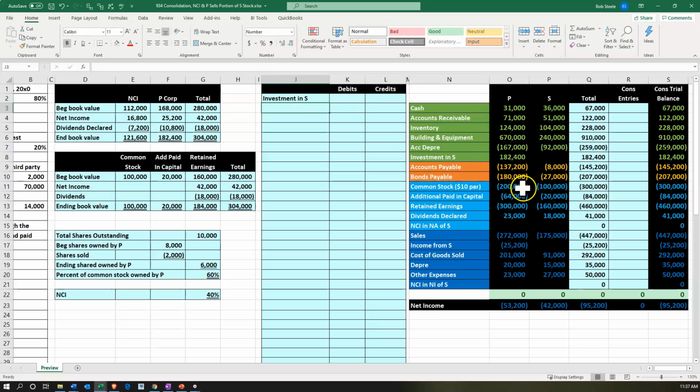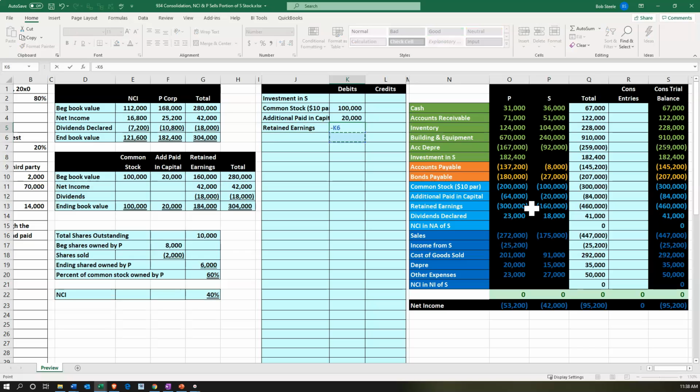Then we get rid of the S side of the equity. S side of the equity is going to be the common stock. It has a credit in it. To remove it, we will debit it. Then we have the additional paid in capital. The additional paid in capital has a credit in it. We're going to do the opposite thing to it to remove it, a debit. Then we have the retained earnings. It has a credit in it. We're going to do the opposite thing to it, a debit, to remove it.